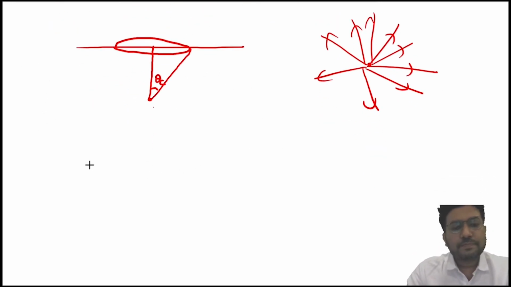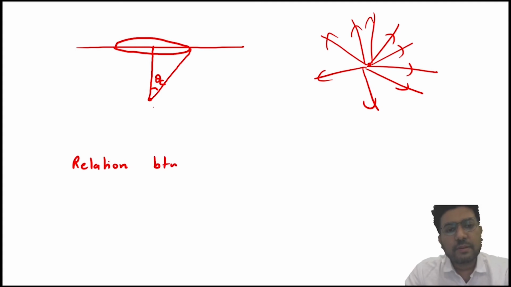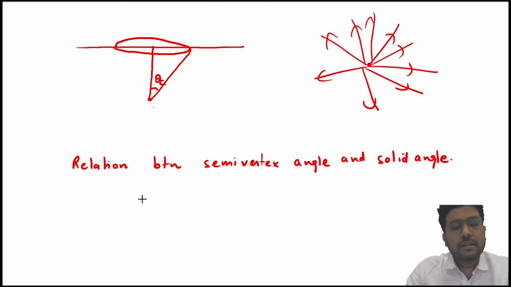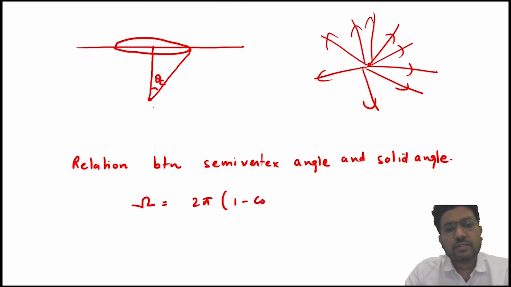Okay, now what is the relation between semi-vertex angle and solid angle? See, you know that the solid angle is defined as 2 pi into 1 minus cos theta. Here it will be theta c. So this is the solid angle formed when the semi-vertex angle is given to you.